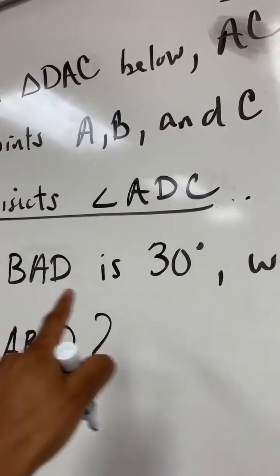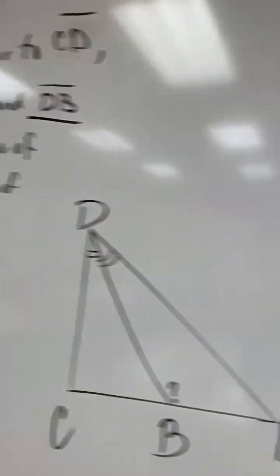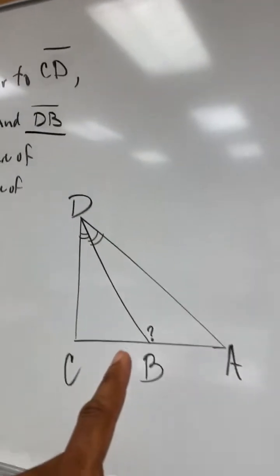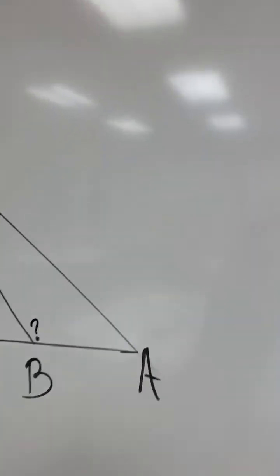We also have some information right here that's useful. BAD is 30 degrees. See that? BAD is 30 degrees, so that's 30 degrees right there.